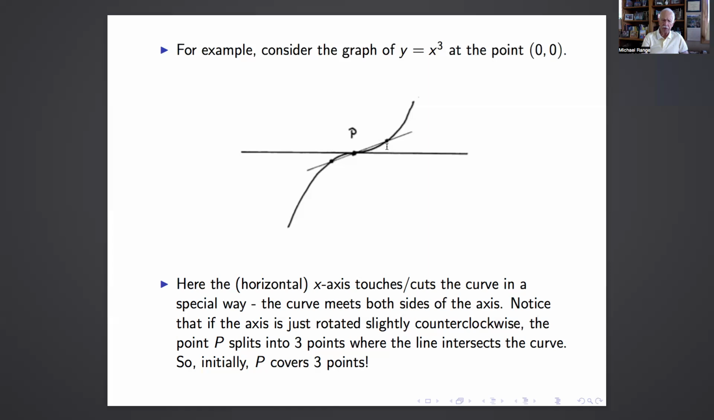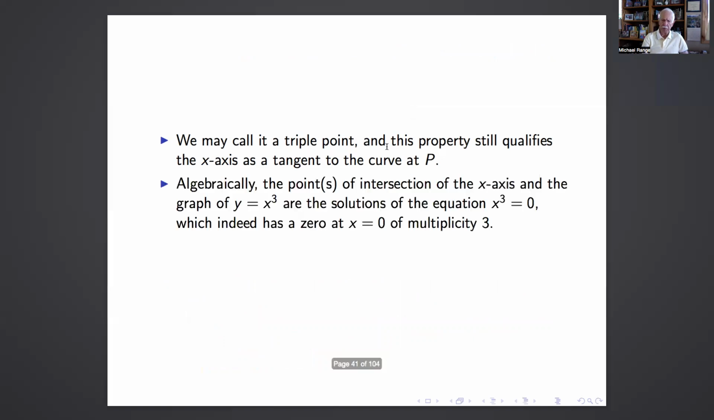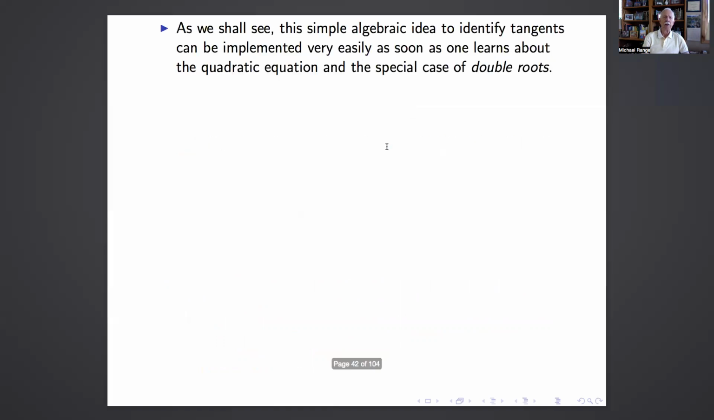So initially, P covers 3 points, and we may call it a triple point, and this property still qualifies the x-axis as a tangent to the curve at P. And algebraically, the points of intersection of the x-axis and the graph of y = x^3 are the solutions of the equation x^3 = 0, which indeed has a zero at x = 0 of multiplicity 3. As we shall see, this simple idea to identify tangents can be implemented very easily as soon as one learns about the quadratic equation and the special case of double roots.